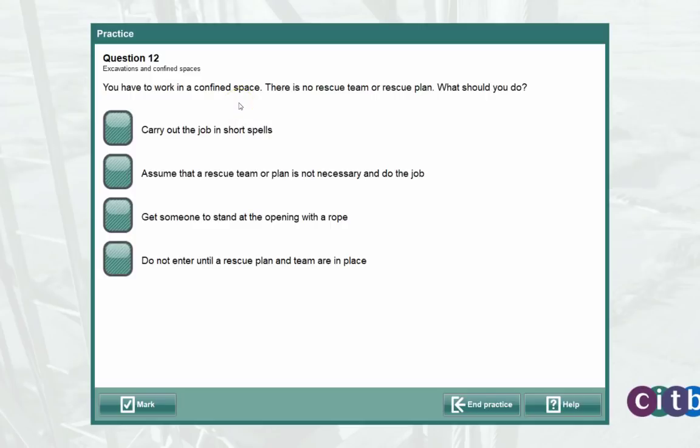You have to work in a confined space. There is no rescue team or rescue plan. What should you do? Carry out the job in short spells. Assume that a rescue team or plan is not necessary and do the job. Get someone to stand at the opening with a rope. Do not enter until a rescue plan and team are in place.